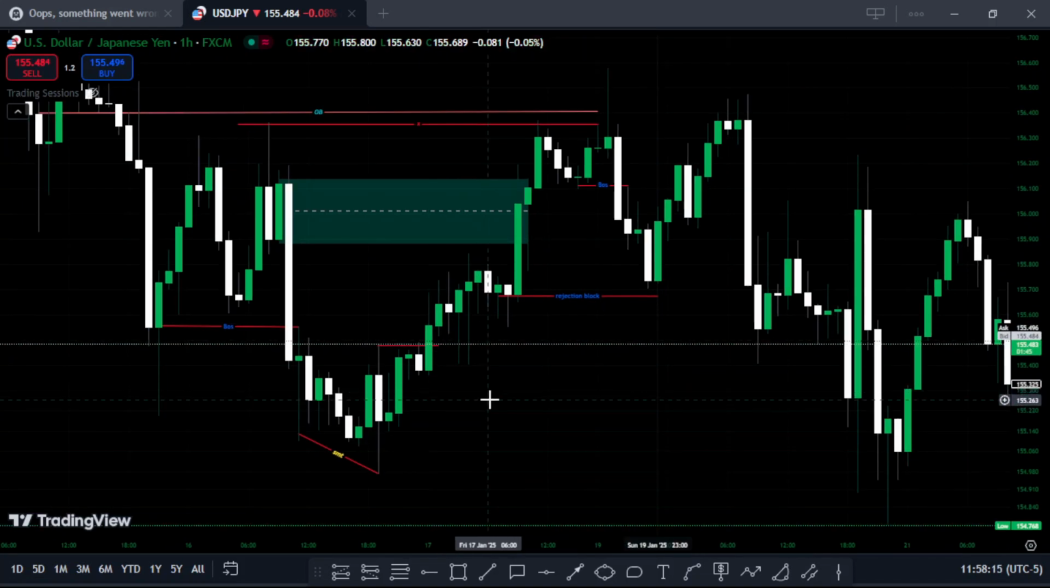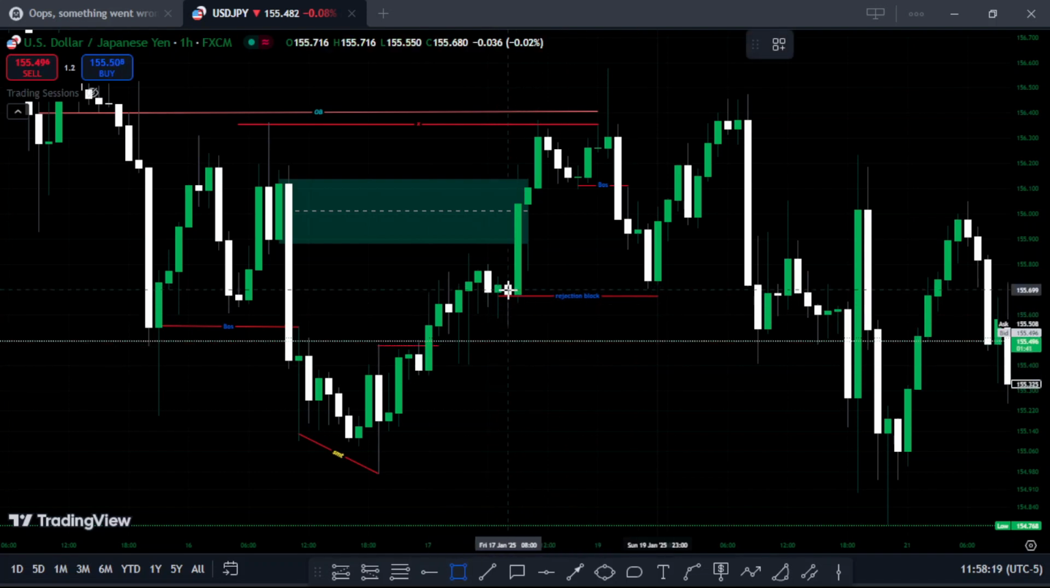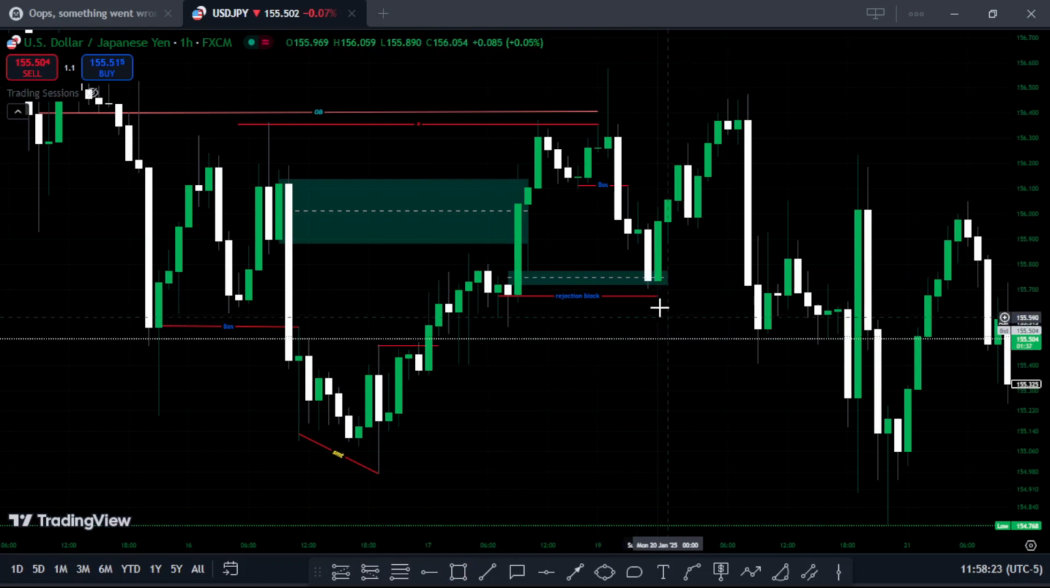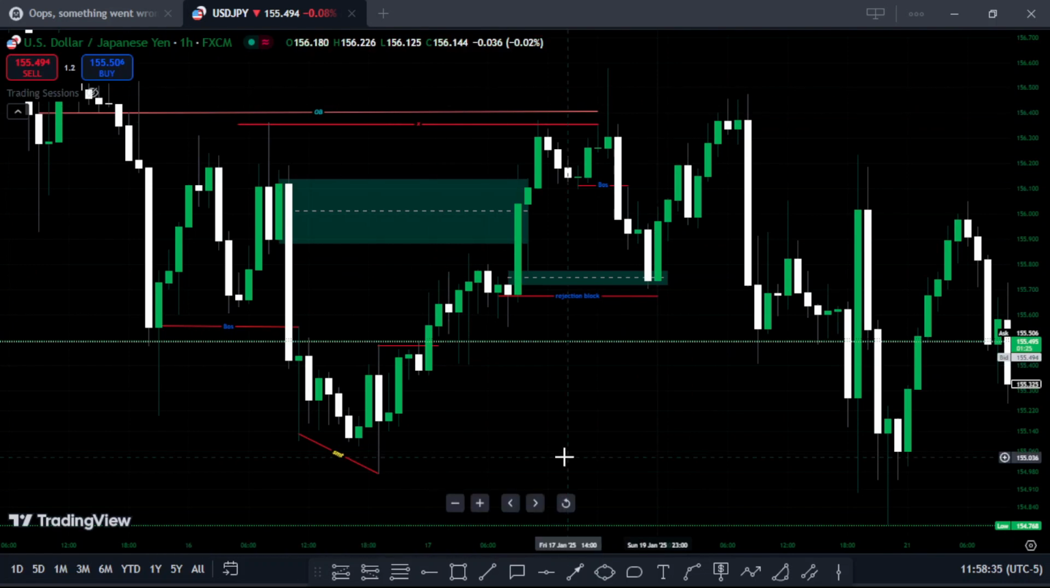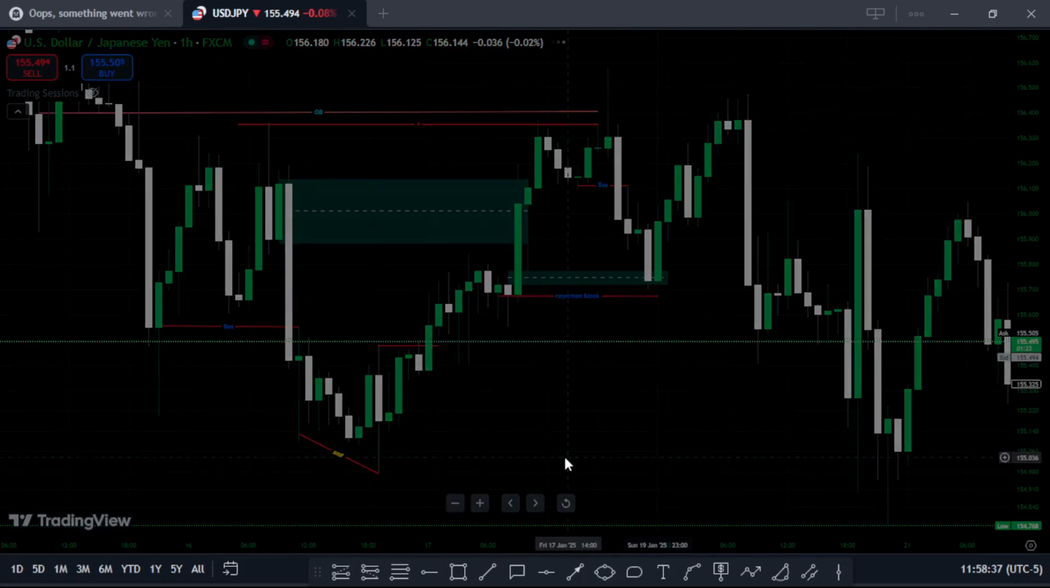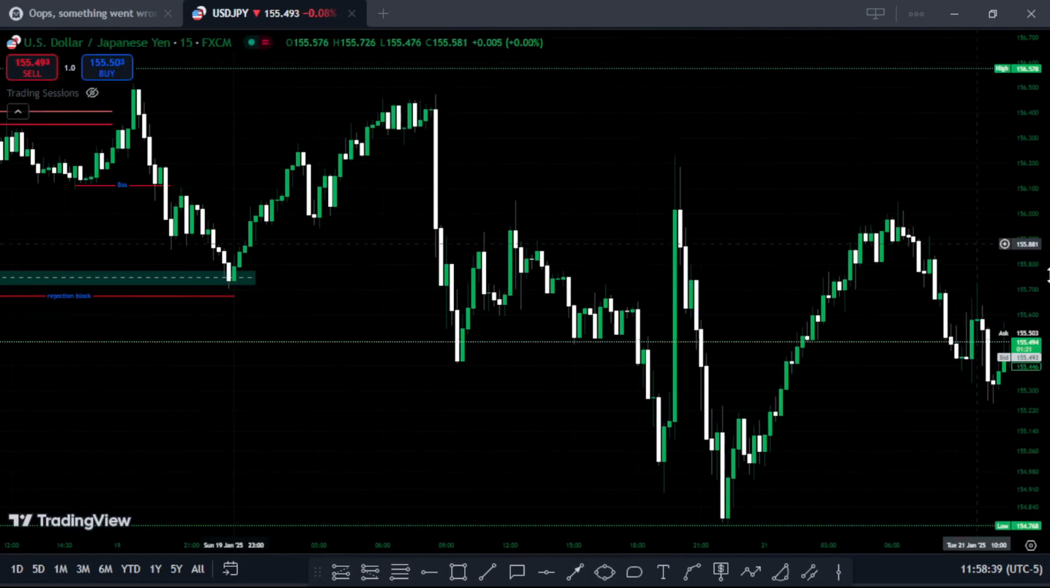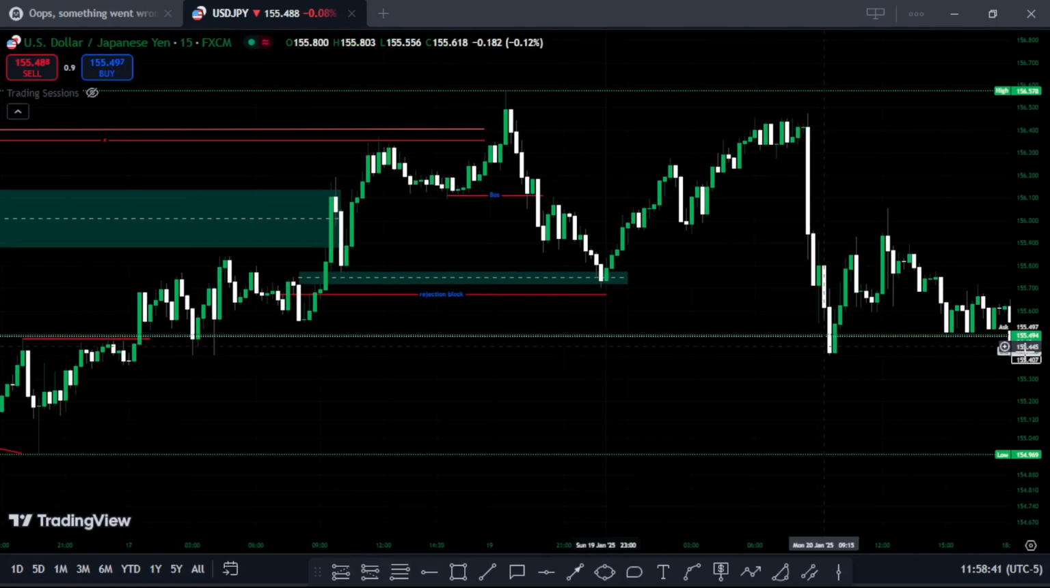Okay, so over here, what do you see? Above this rejection block, there was a fair value gap over here, and if you zoom in here, what do you see? Price fills this fair value gap very, very smoothly, okay, and then price expands. So I'm very sure this is where I took the trade. Okay, so first of all, let's head over to the 15-minute time frame and see that point.